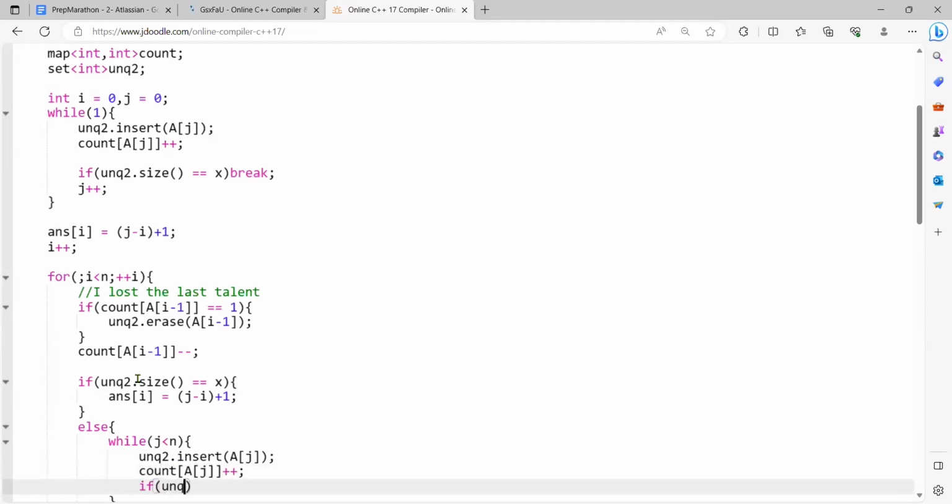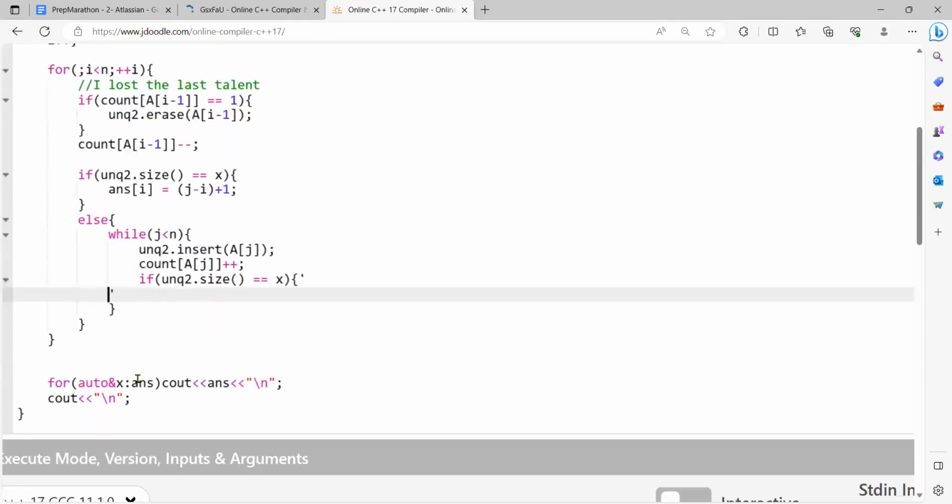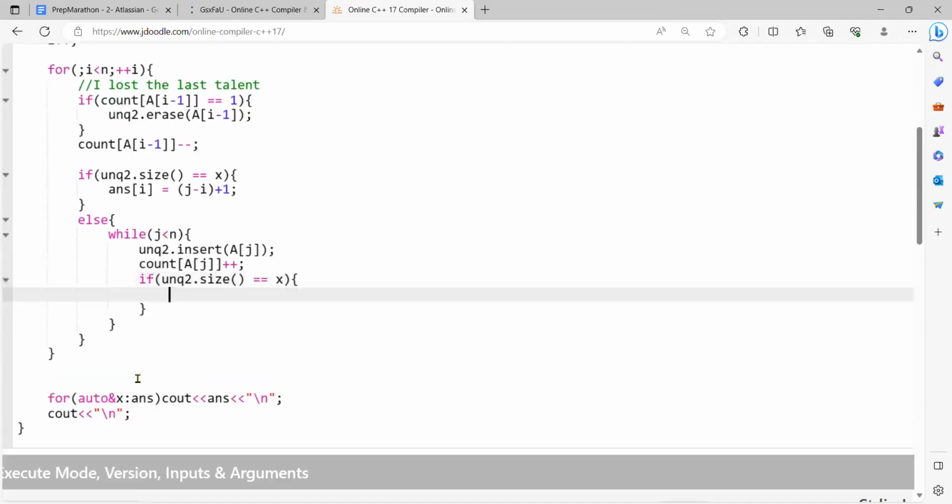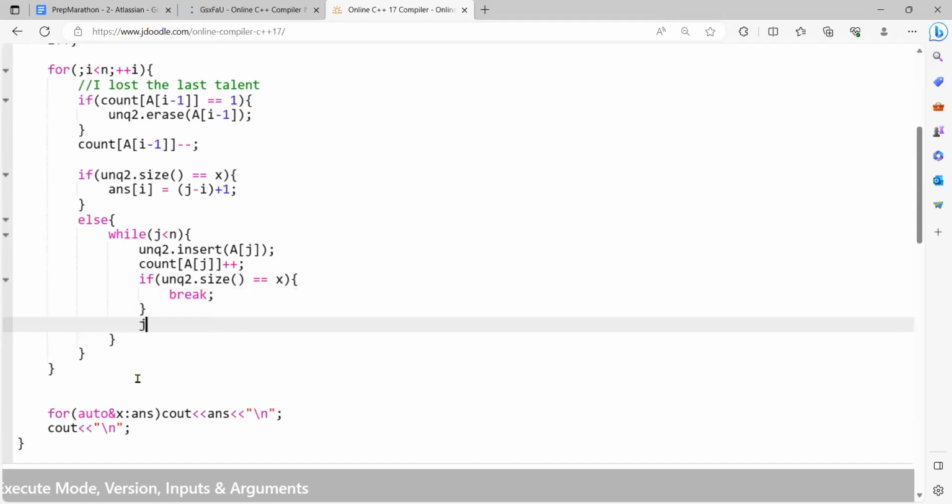Okay, now if this size is equal to x, then obviously I have enough talent. Okay, I'll come out of the loop. Else I need to do j plus plus, get more talent. So what I'm doing here is, is this part clear?